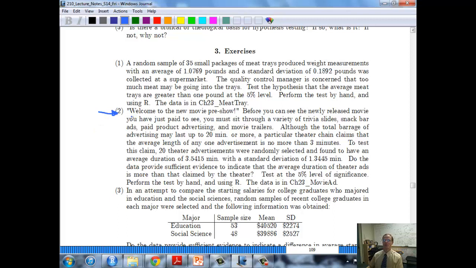Okay, so we're going to do this one. Welcome to the new movie pre-show. Before you can see the newly released movie you have just paid to see, you must sit through a variety of trivia slides, snack bar ads, paid product advertising, and movie trailers. Although the total barrage of advertising may last up to 20 minutes or more, a particular theater chain claims that the average length of any one advertisement is no more than 3 minutes.